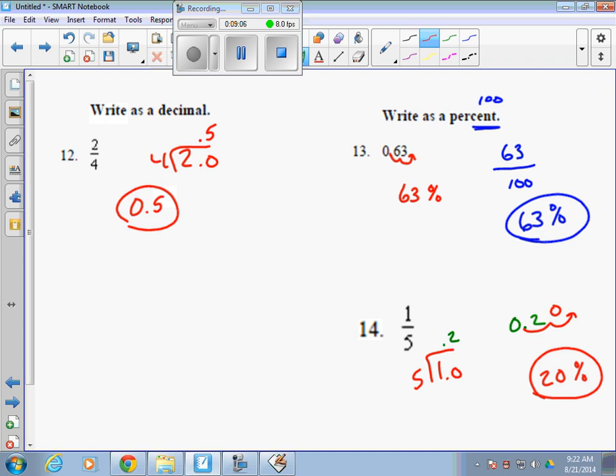Another way to do it is to take 1/5 and say, okay, what's percent? What do I have to multiply 5 by to get it to become 100? You multiply it by 20. So you multiply the top number by the same 20, and you get 20 per 100, which is 20%.